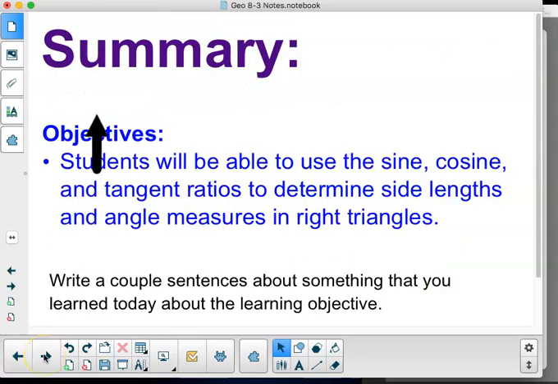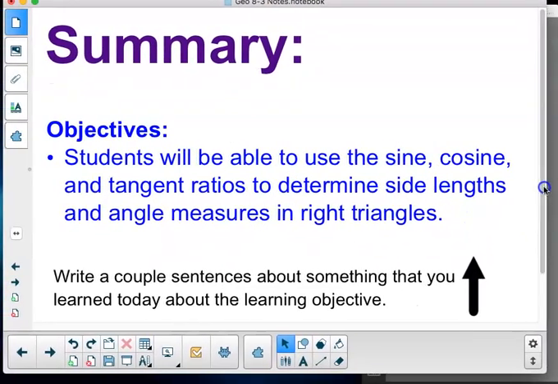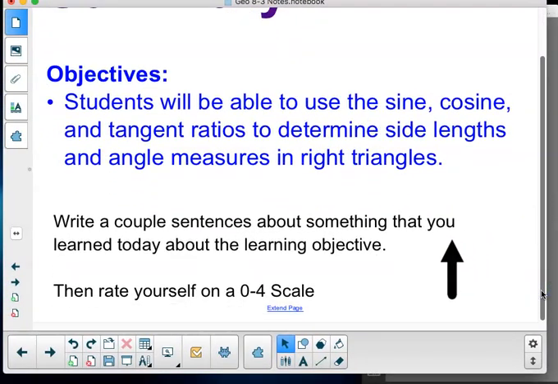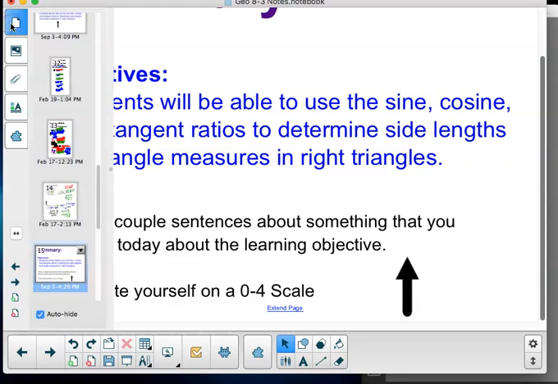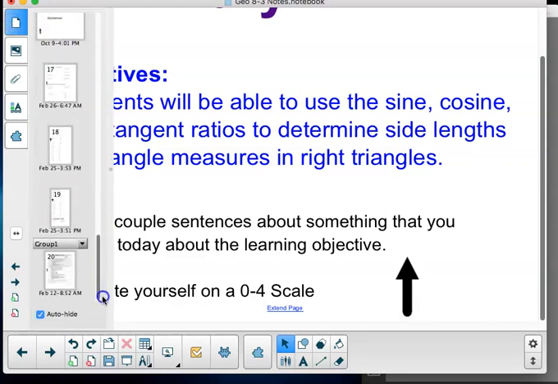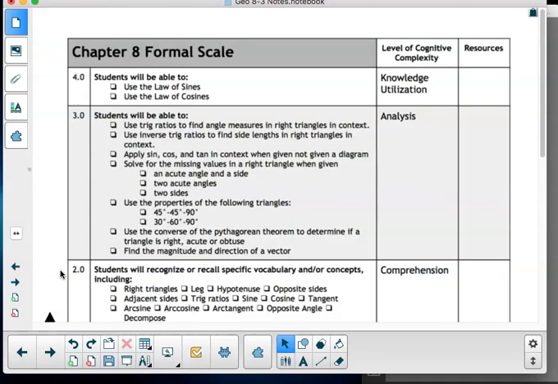Okay, we have our summary. Our objective: students will be able to use the sine, cosine, and tangent ratios to determine side lengths and angle measures of right triangles. Write a couple sentences about something that you learned today about the learning objective, then rate yourself 0 to 4. And as always, we have our checkoff. So let's go to our checkoff and look at that over, and you check off the things you know now.